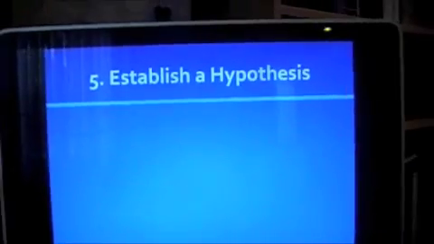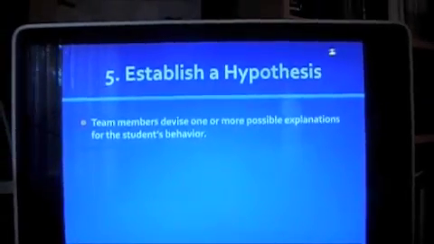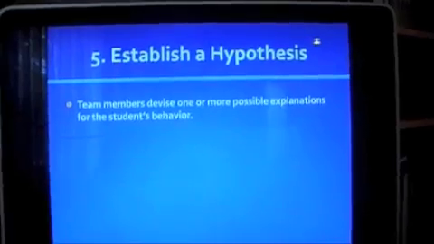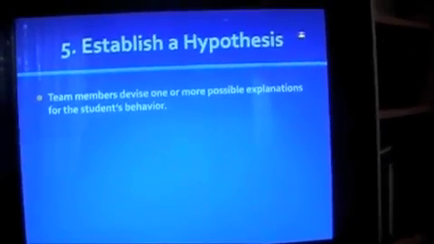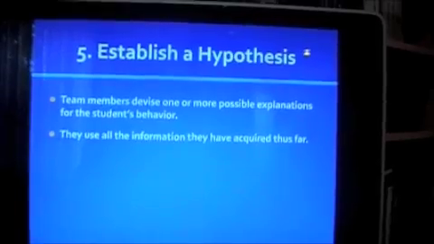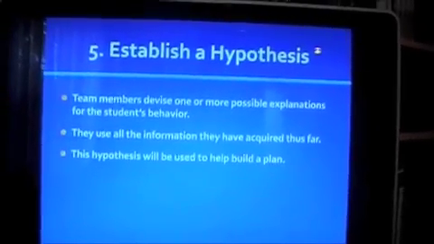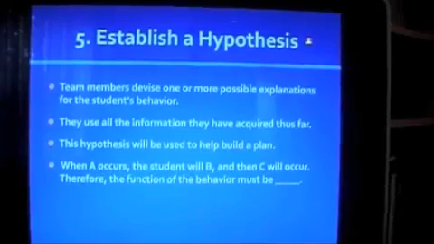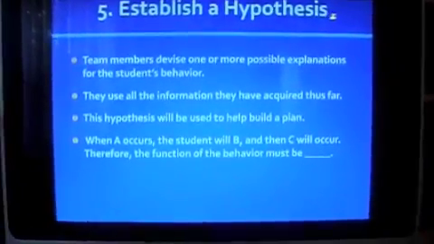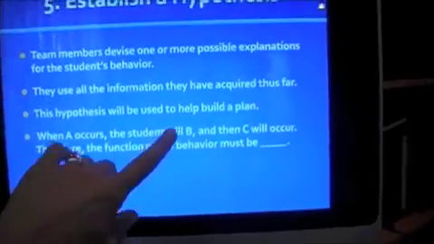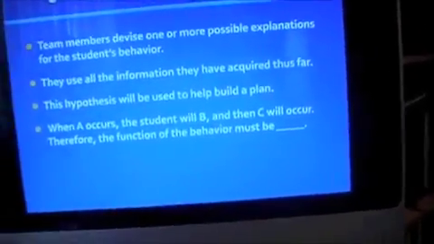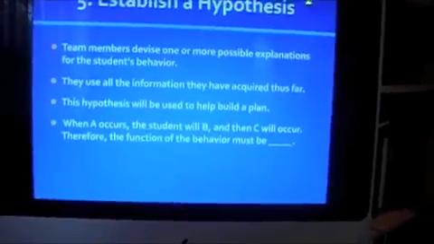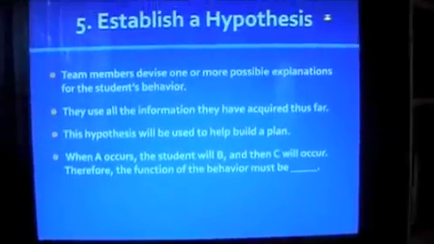The next thing we have to do is establish a hypothesis. Okay, team members devise one or more possible explanations for the student's behavior. They use all the information they have acquired thus far, and this hypothesis will help us build a plan. A typical hypothesis is: when A occurs, the student will B, and then C will occur. Therefore, the function of this behavior must be whatever it is.